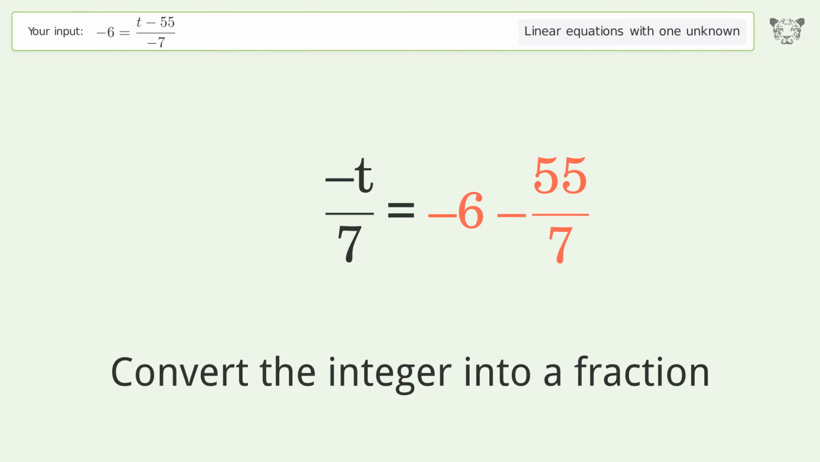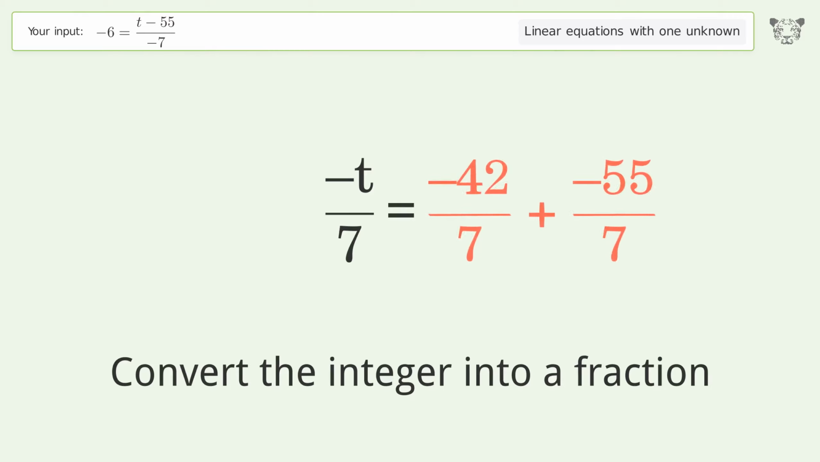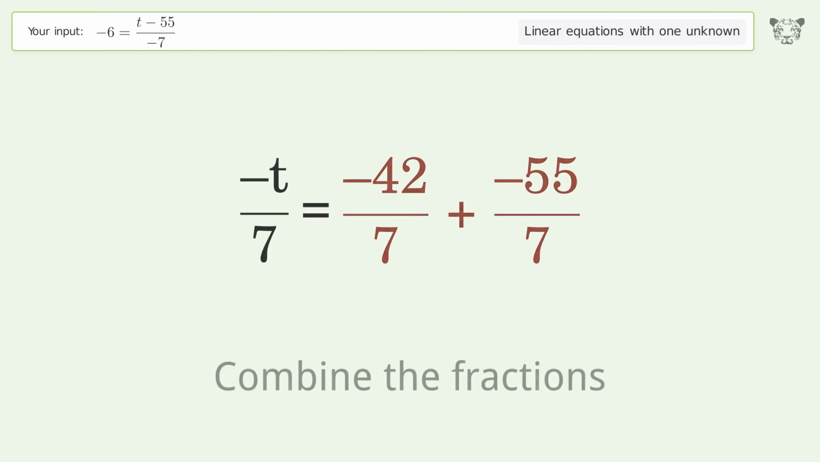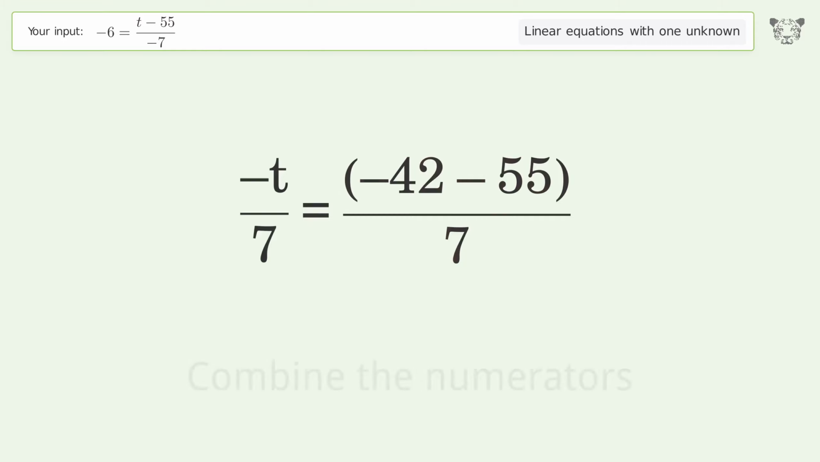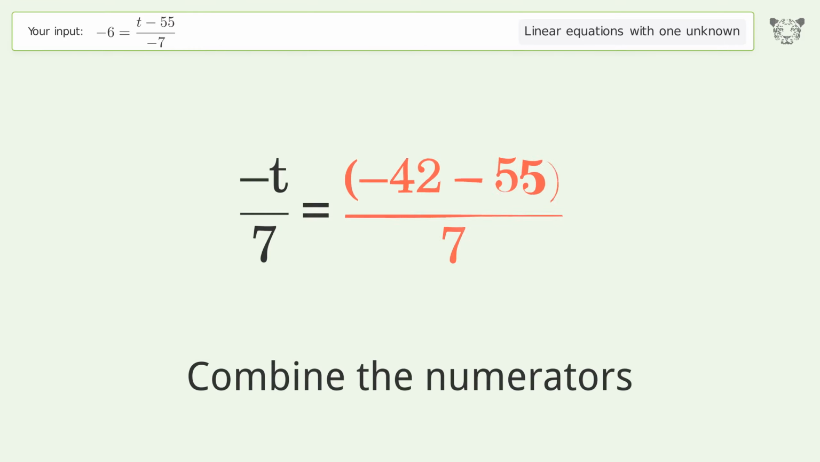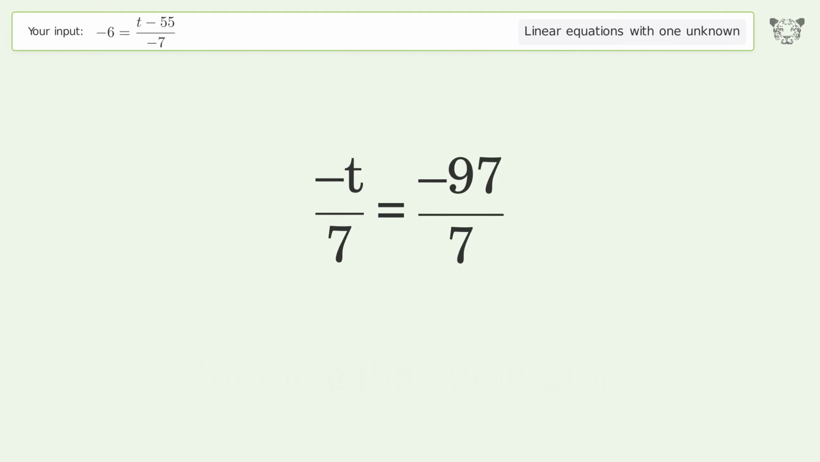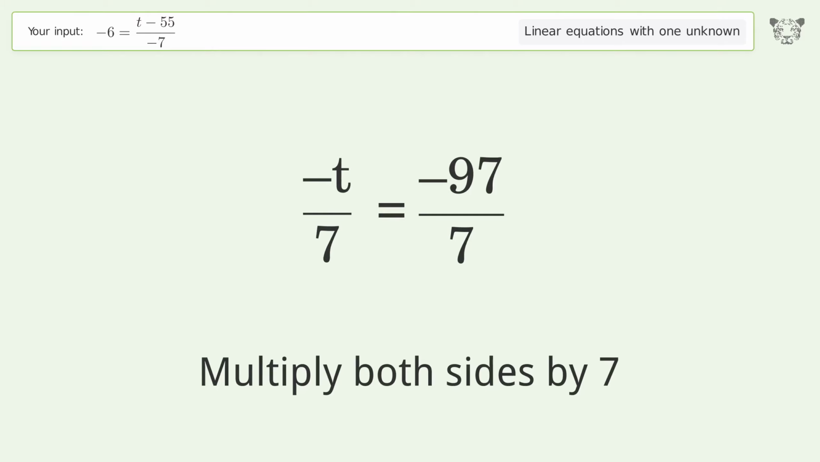Convert the integer into a fraction. Combine the fractions. Combine the numerators. Isolate the t. Multiply both sides by 7.